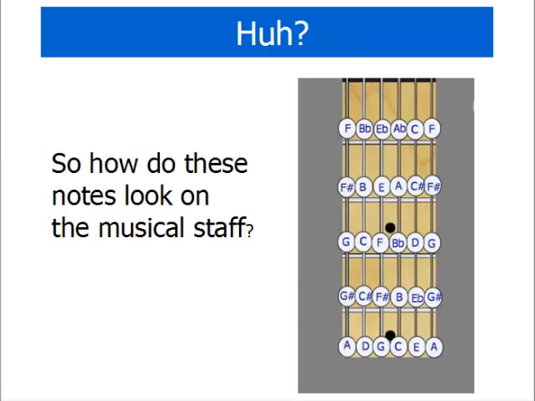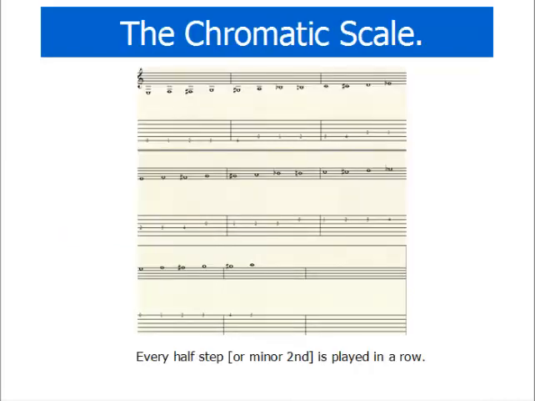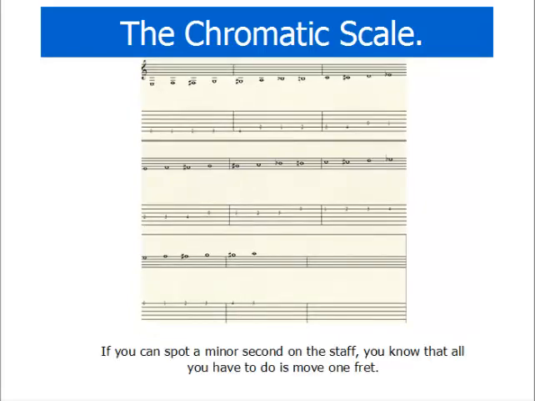So how do those notes look on the musical staff? Well, there they are, laid out for you. I know it's a little small. I have a larger one up ahead. This is every half step or minor second played in a row. And we're going to look at the larger viewer. But just to note, if you could spot a minor second on the staff, you know that all you have to do is move up 1 fret.